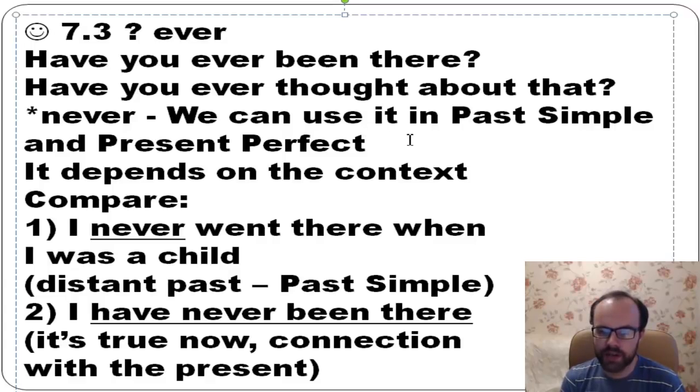Compare. I never went there when I was a child. It's a distant past, so we use past simple. I have never been there. It's true now. So there is a connection with the present. So good.